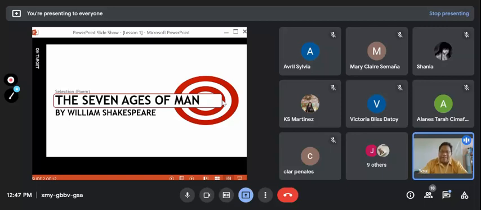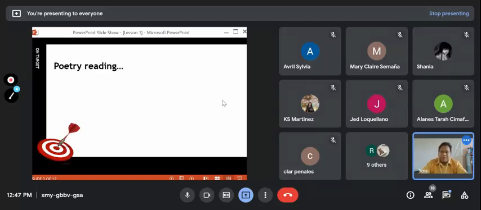The title is The Seven Ages of Man. The poet here is William Shakespeare. And again, before we go into how to read the verses, let's proceed into more details about reading poetry.